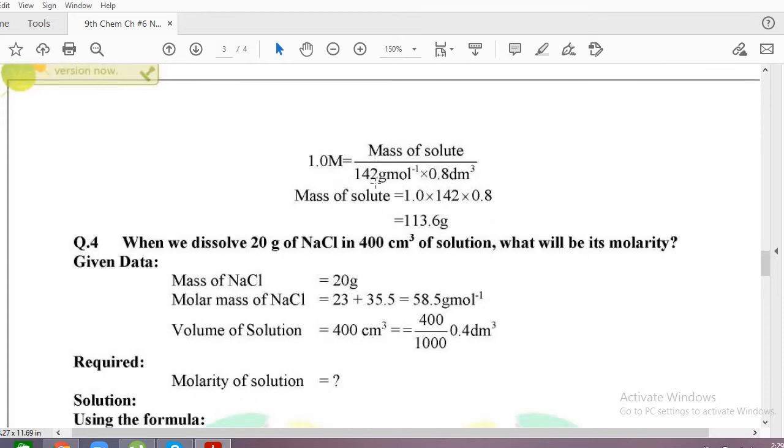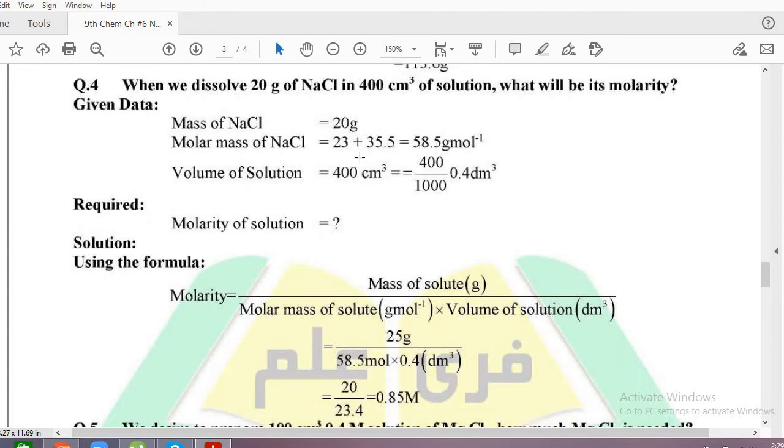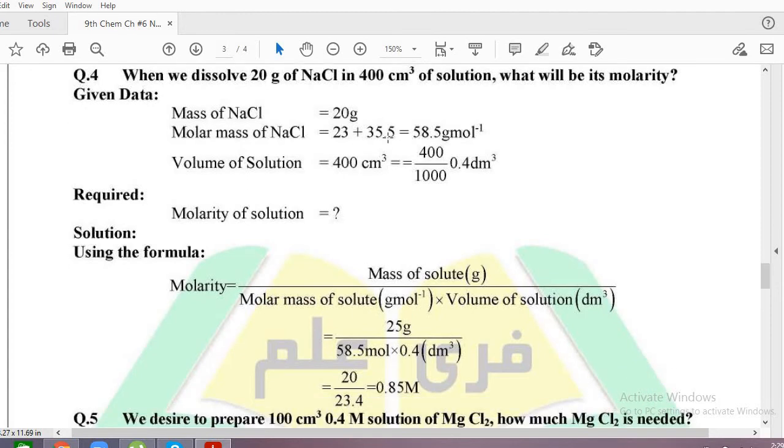If you understand one part, then you can try the other 2 parts and then scroll down, or watch the next part of the video and then check your answers. Now the next part, question number 4, is again the same. What will be the molarity?